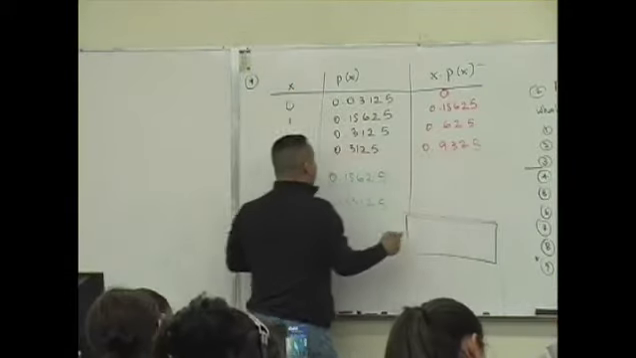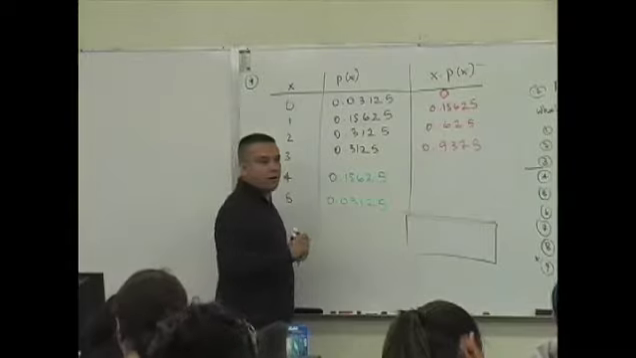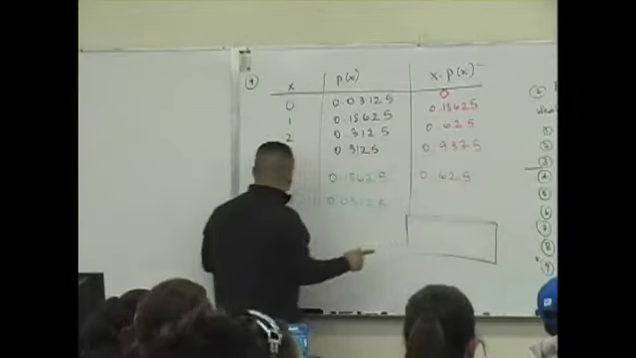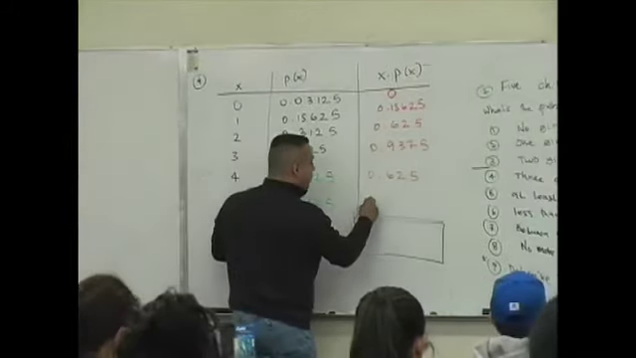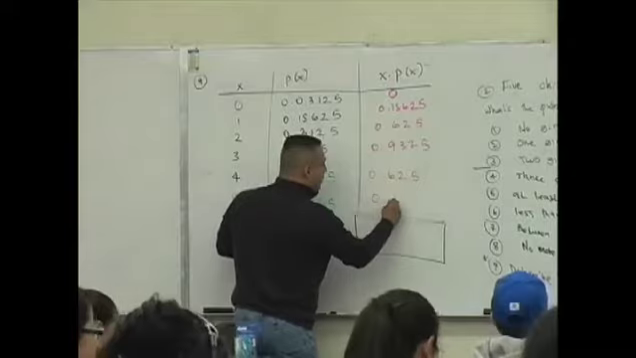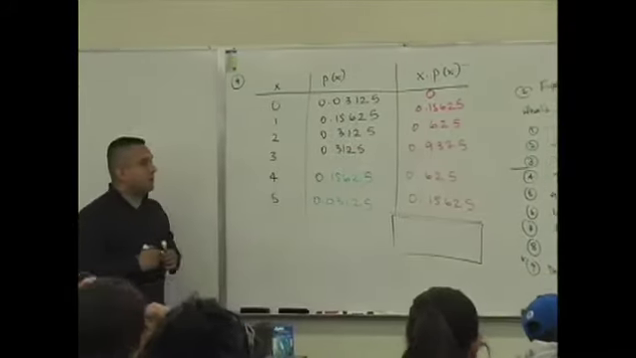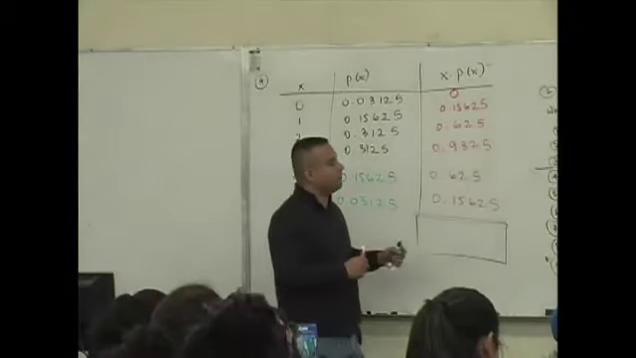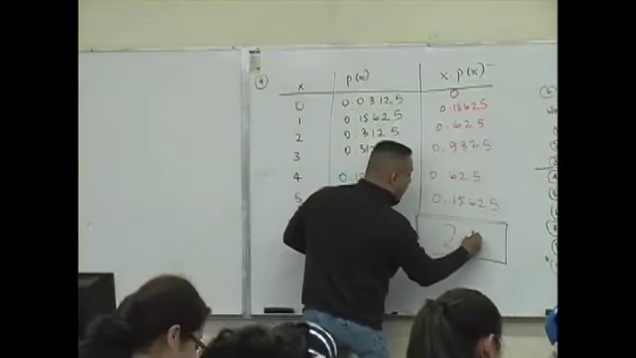375. What is 4 times 0.15625? Is that 0.625 as well? And what is 5 times 0.03125? Point what? 15625. What do you do with these values? Anybody know? What do you do with all these values? You add them, and what did you get? 2.5.